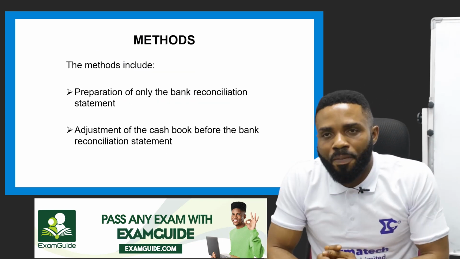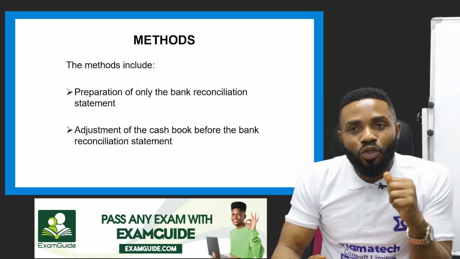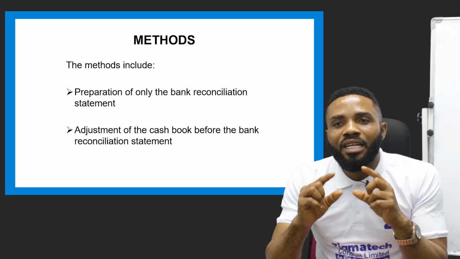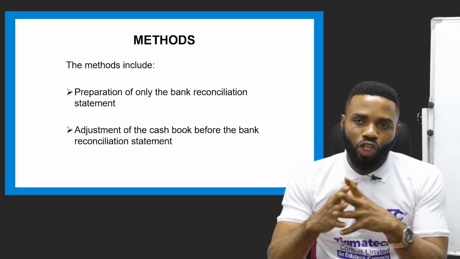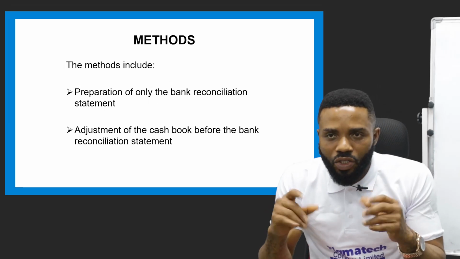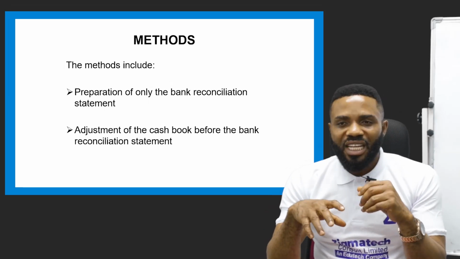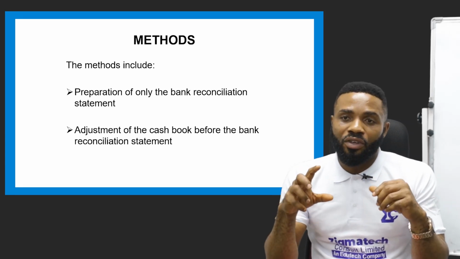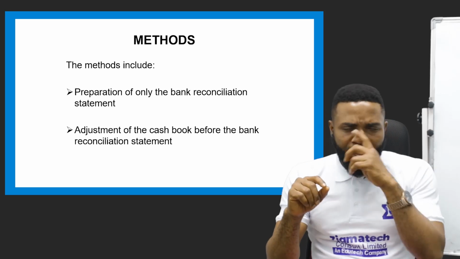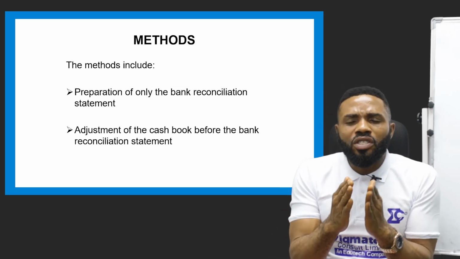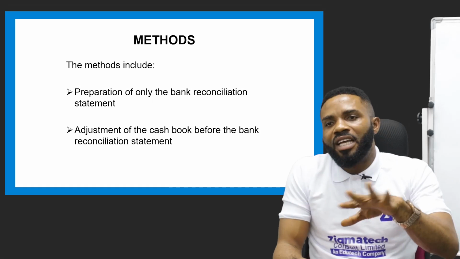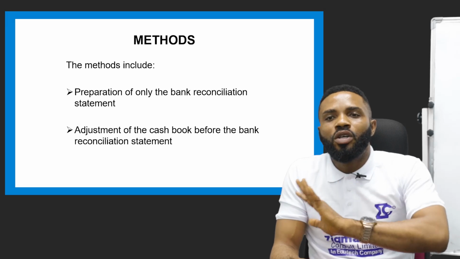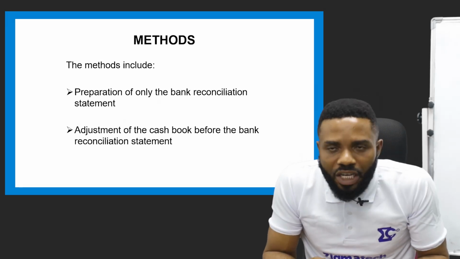The first method is what I call method 1. In this method, you prepare only the bank reconciliation statement. You just prepare the bank reconciliation statement, and the adjustment of the cash book before the bank reconciliation statement is not necessary. What I'm saying is that the bank reconciliation statement is just going to be prepared, and the adjustment that has to do with the cash book before it is not necessary.